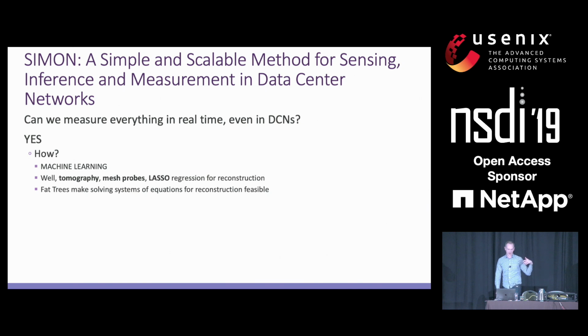There's an interesting observation about how the topology of fat trees actually makes this a tractable problem. And then we throw some neural networks at the problem, because why not? Apparently, it makes it super fast. And that's really important because it's data center networks and things happen very fast.